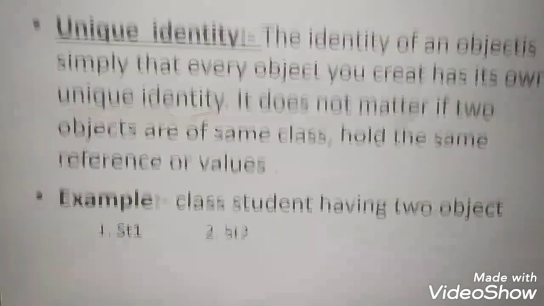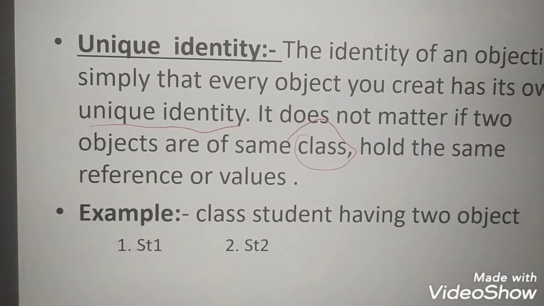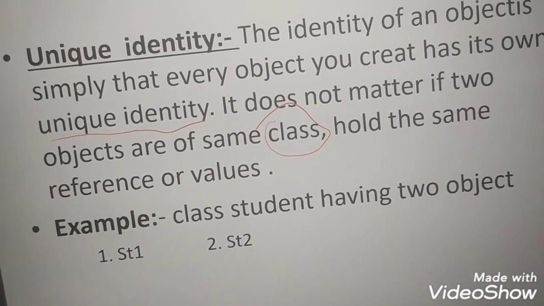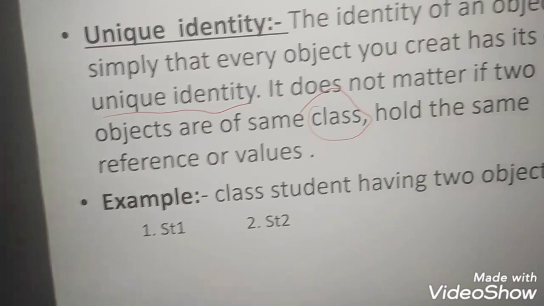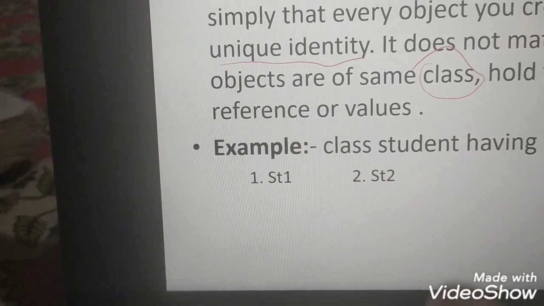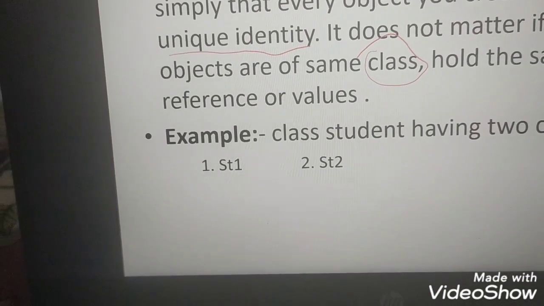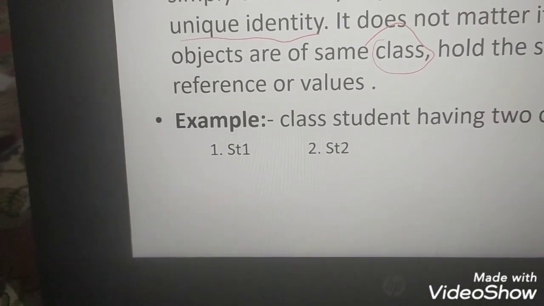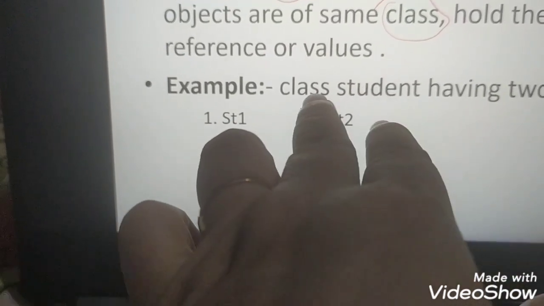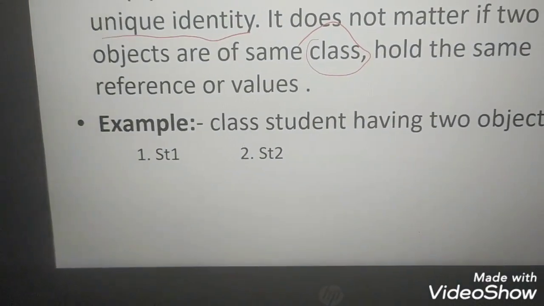Now just see the example. You may have a doubt about the class. In the next session I will explain what a class is. For the time being, think that there is a class called student, which has two objects, ST1 and ST2. How do they differentiate from each other? By their unique identity. Just to understand the concept, the class is the creator of an object. Just remember it. Suppose the class student creates two objects, student 1 and student 2.